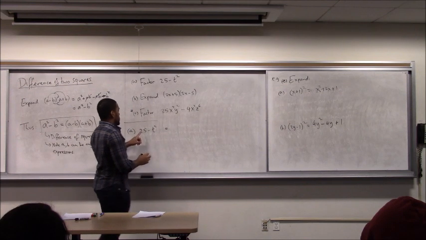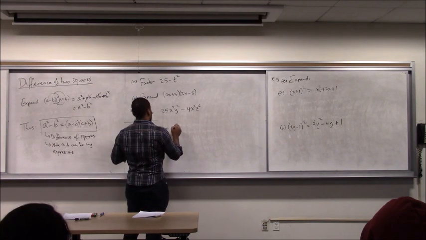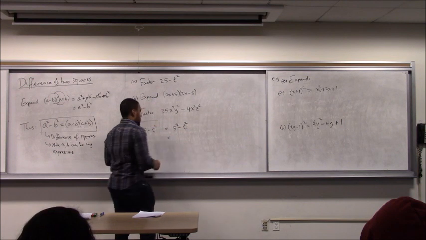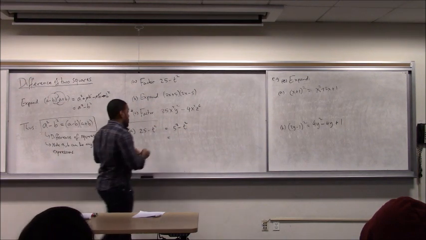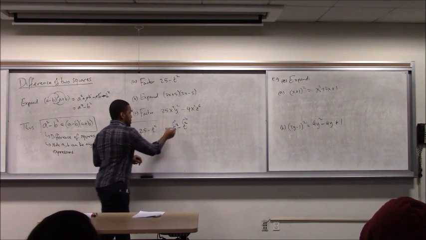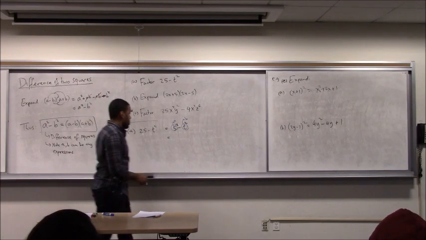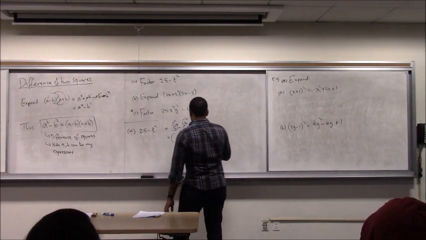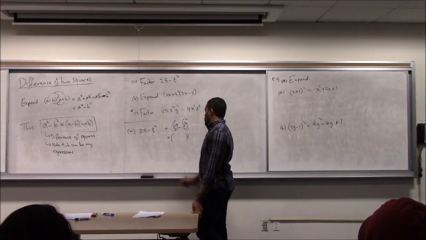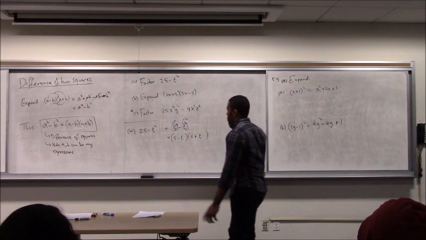The first thing to realize is of course that 25, you can write it as a square. So this would be 5 squared minus t squared. Now you can think of this as the a, that as the b. So your a is 5, and your b is t. Now you can apply that formula. What would we get here? 5 minus t, 5 plus t. That would be the factor.